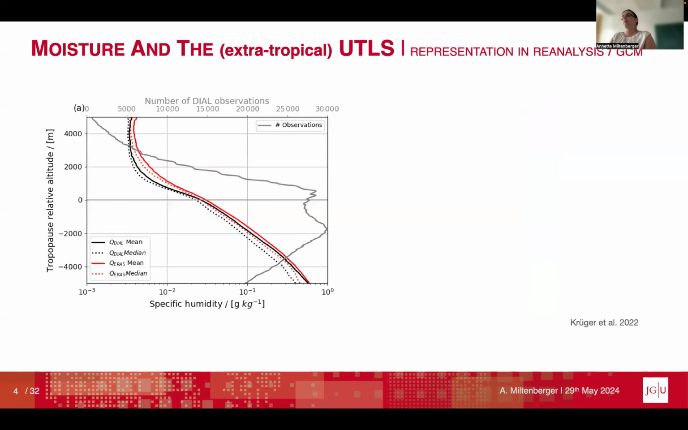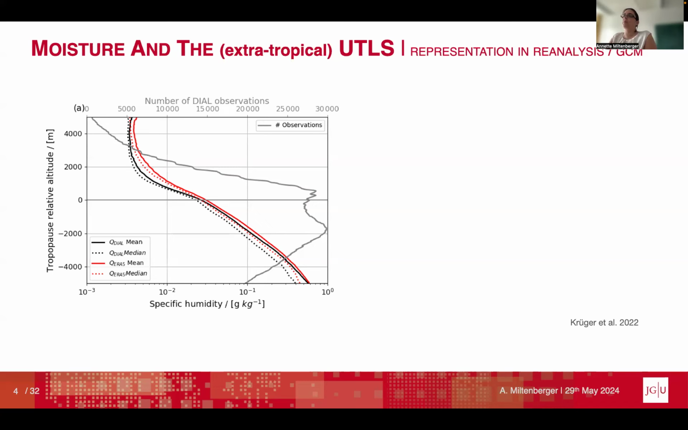If you look at the representation of humidity in this critical layer in current state reanalysis data sets, you actually find issues. I want to illustrate this with a recent paper by Konstantin Krüger et al. from the DLR, where they look at profiles of humidity from ERA5, which you can see here in the red line, and then from observations from HALO DIAL, so remote sensing observations on board the HALO. They are shown here in the black line.